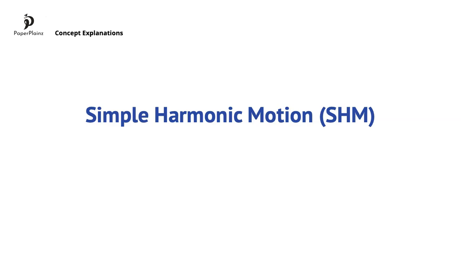In this video, we'll learn about simple harmonic motion. We usually define simple harmonic motion by outlining the conditions that are needed for it to happen. There are two such conditions.